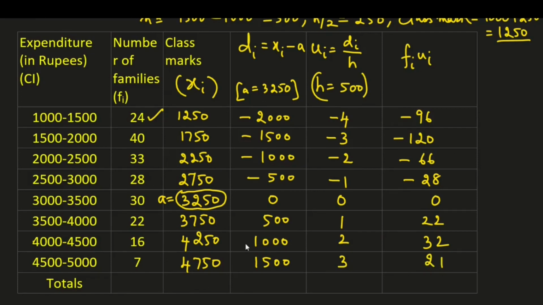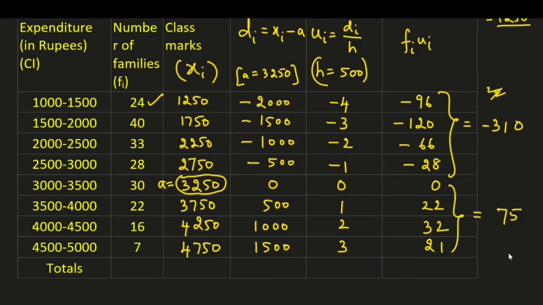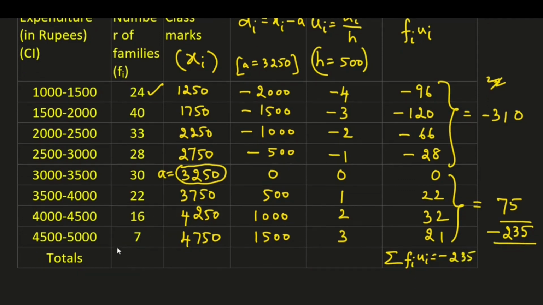Now let us take the sum of negative values and the sum of positive values. The sum of negative values is minus 310. Here we are getting 75 for the positive values. So this is minus 235. So sigma fi ui is equal to minus 235. It is given that there are 200 families. So sigma fi is equal to 200.